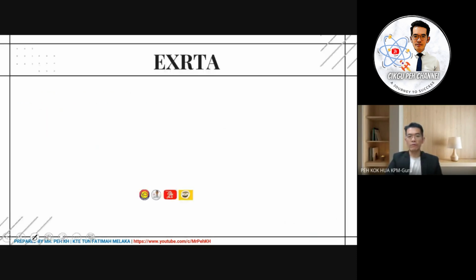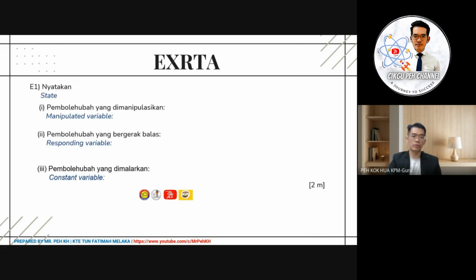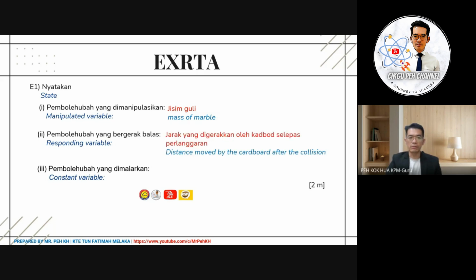Okay, however here I am doing more extra questions which might be related to this experiment. So the first is a common question you are going to see. It's about the 3 variables for the experiment. So started with the manipulated variable. Just now we are very clear already. The manipulated variable here will be the different mass of the marbles. So the suggested answer is mass of the marbles. Then the responding variable: we measure the moving distance of the cardboard after the marbles collide with the cardboard. So this is what we measure. So the distance moved by the cardboard after the collision will be the responding variable.